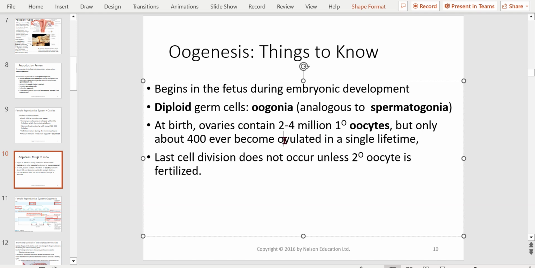And the body doesn't do things haphazardly. There are always reasons why the body does things, especially evolutionarily. You almost think, why are there 2 to 4 million primary oocytes available, but really only 400 eggs ever get released in a female's lifetime? Interesting. The last cell division does not occur until the secondary oocyte is fertilized.